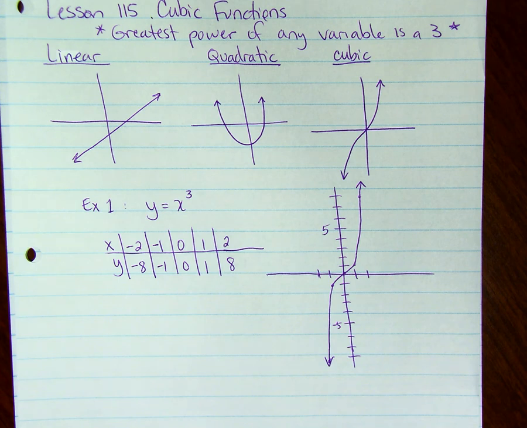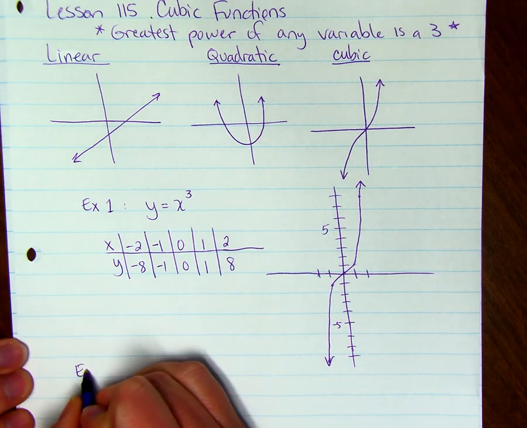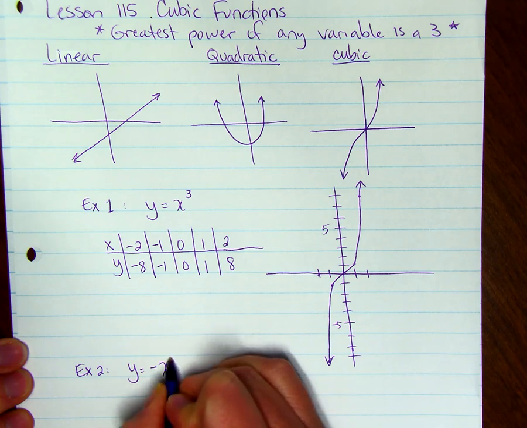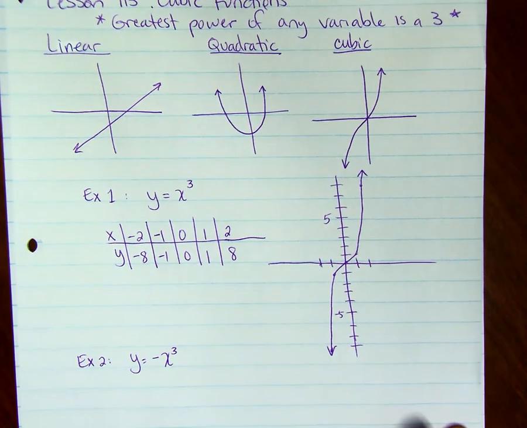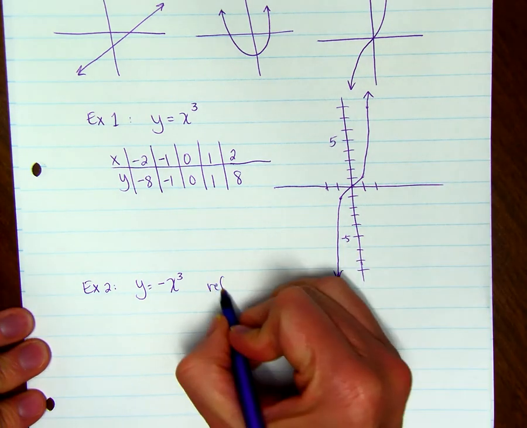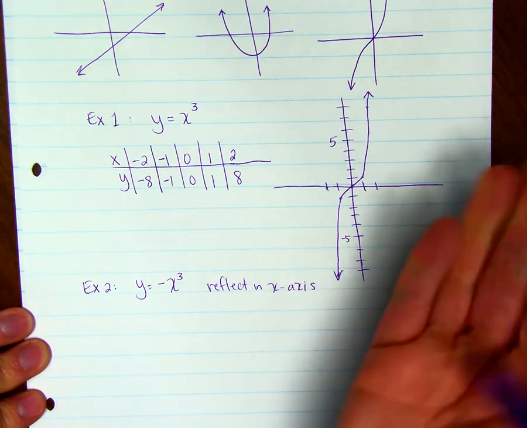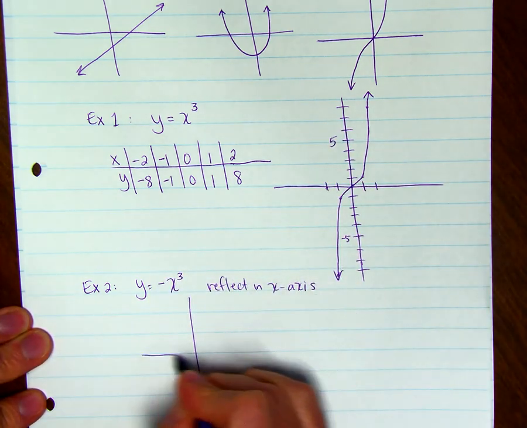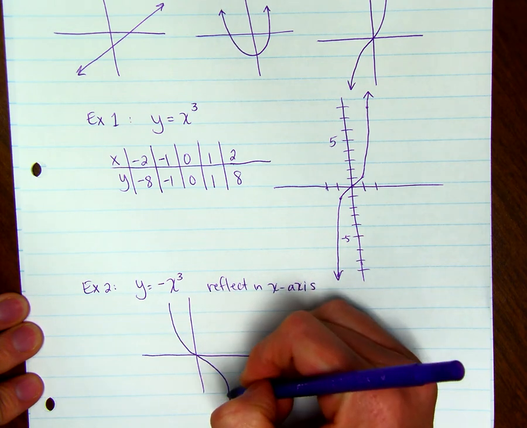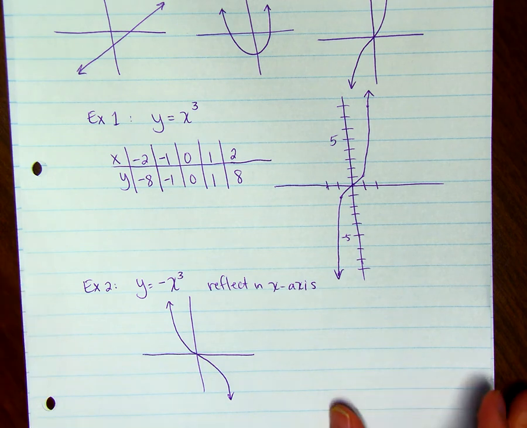Now when we have a negative in front of it, so here's another example, y equals -x cubed, this actually will reflect in the x-axis. I guess you could look at it as reflecting in the y-axis, because what happens is it just goes basically the other way, where it gets bigger on the left and smaller on the right.